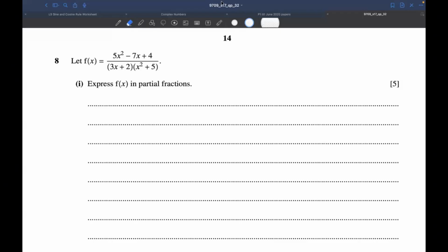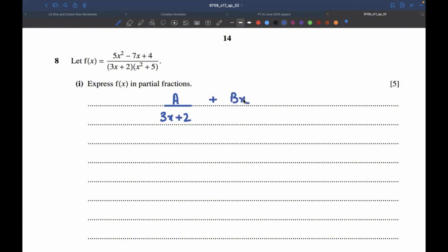In question number 8, we have to express the function in partial fractions. Now, in the first step, we should know how to write this in partial fractions. If you do not understand the basics, I would suggest you go into the description, where we have shared the link with all the explanations for the basics of each chapter.